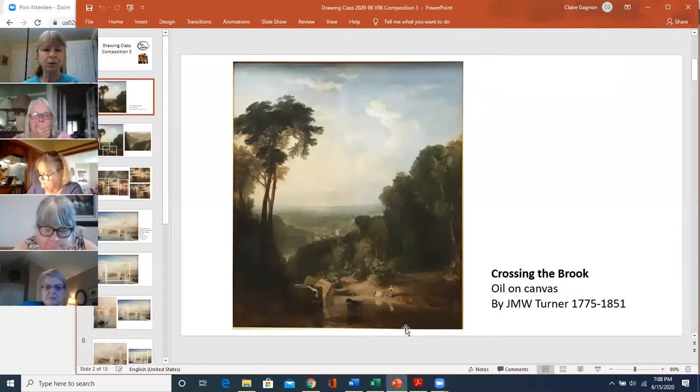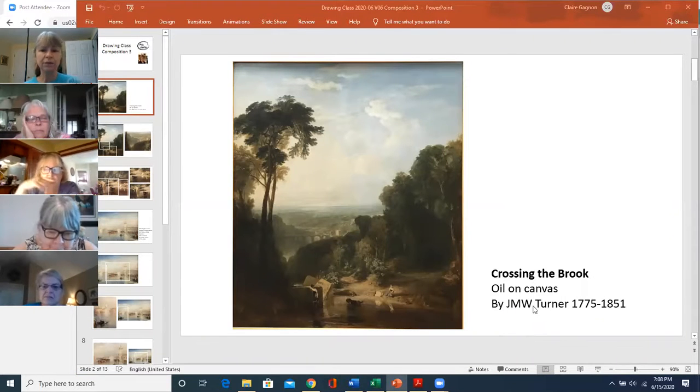So these paintings that I'm showing you by Turner are all very big paintings. Oh, someone else is coming to class. They're all very big paintings. And this one's called Crossing the Brook, by J.M.W. Turner. All the paintings are by Turner. It's in oil.